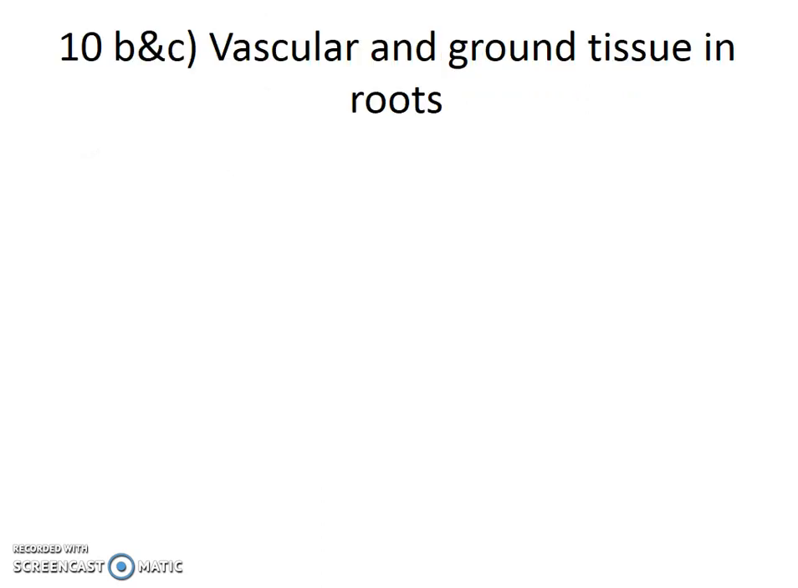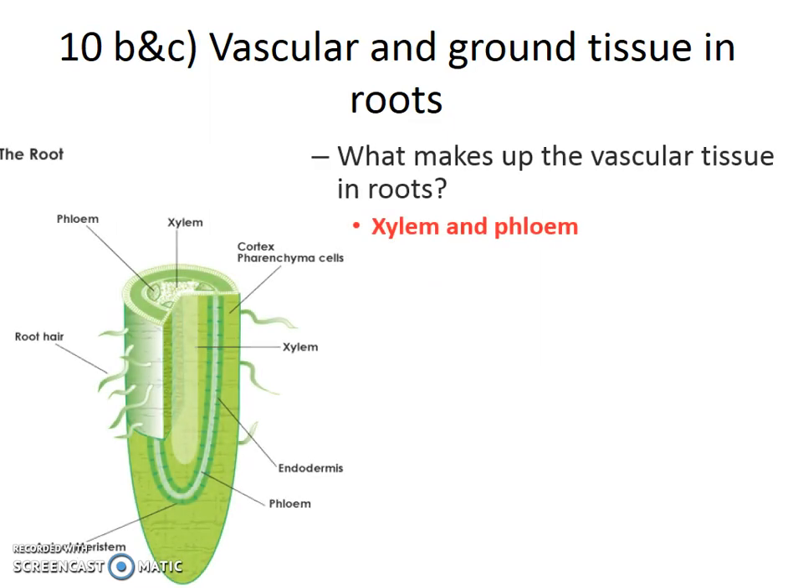Last, vascular and ground tissue in the roots. Roots have vascular tissue. It's xylem and phloem. It's actually in the center of the root. Now, I know what you're thinking. Why isn't vascular tissue in the root hairs? Well, remember what I said in the last lesson.